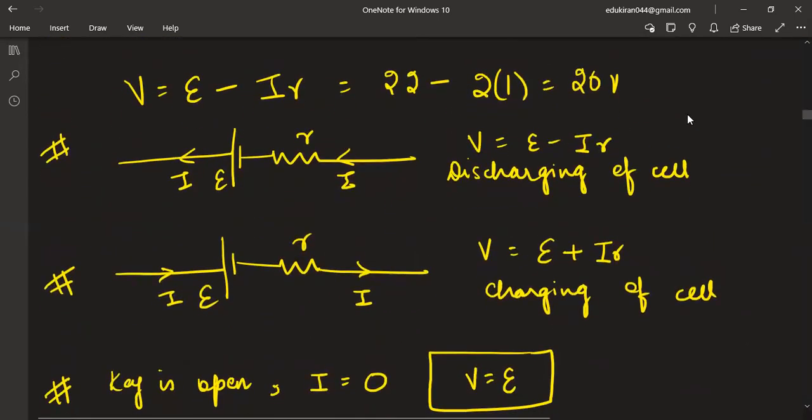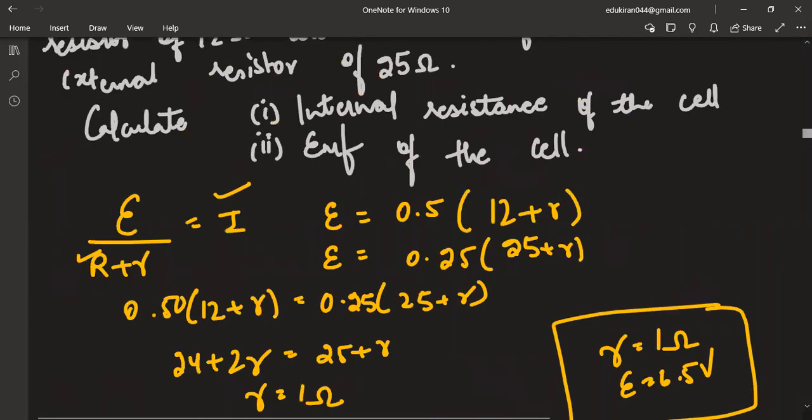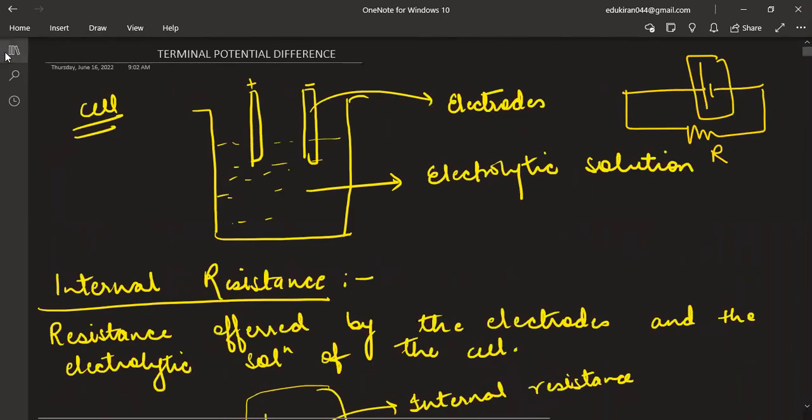Charging and discharging, this you should also see. V is equal to E minus I r is only valid when discharging of the cell occurs. Usually we use this. If in your exam the question specifically mentions that charging of the cell is occurring, that is, current is flowing into the cell, not from the cell, then you will put a plus sign. That's all you should know about the theory part of current electricity.